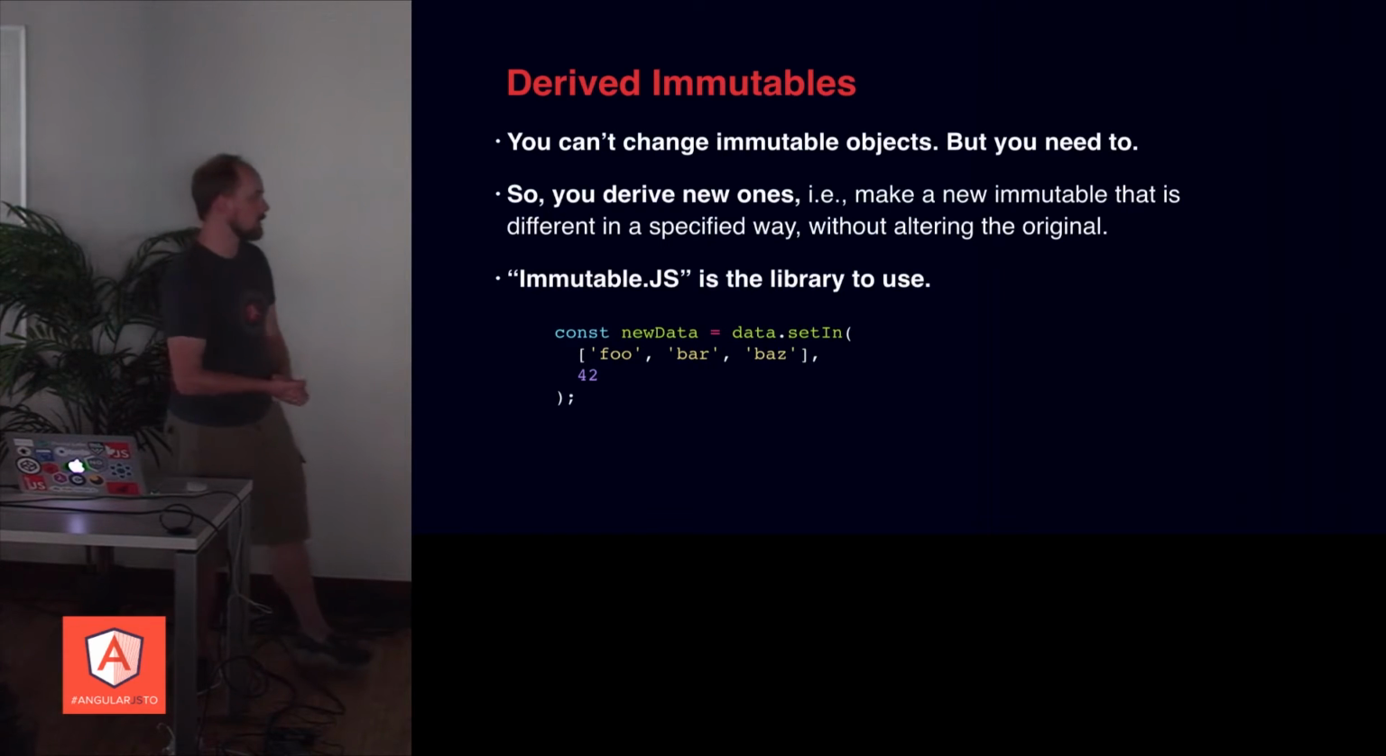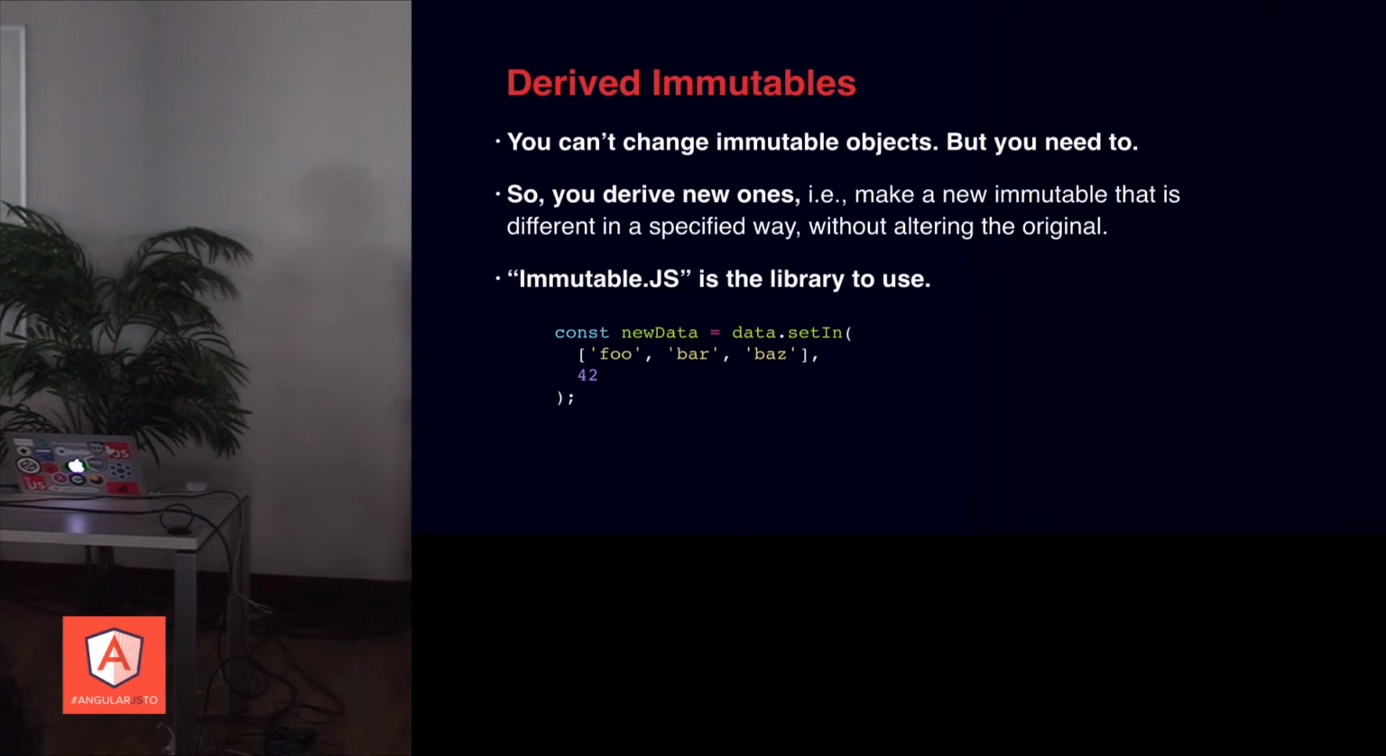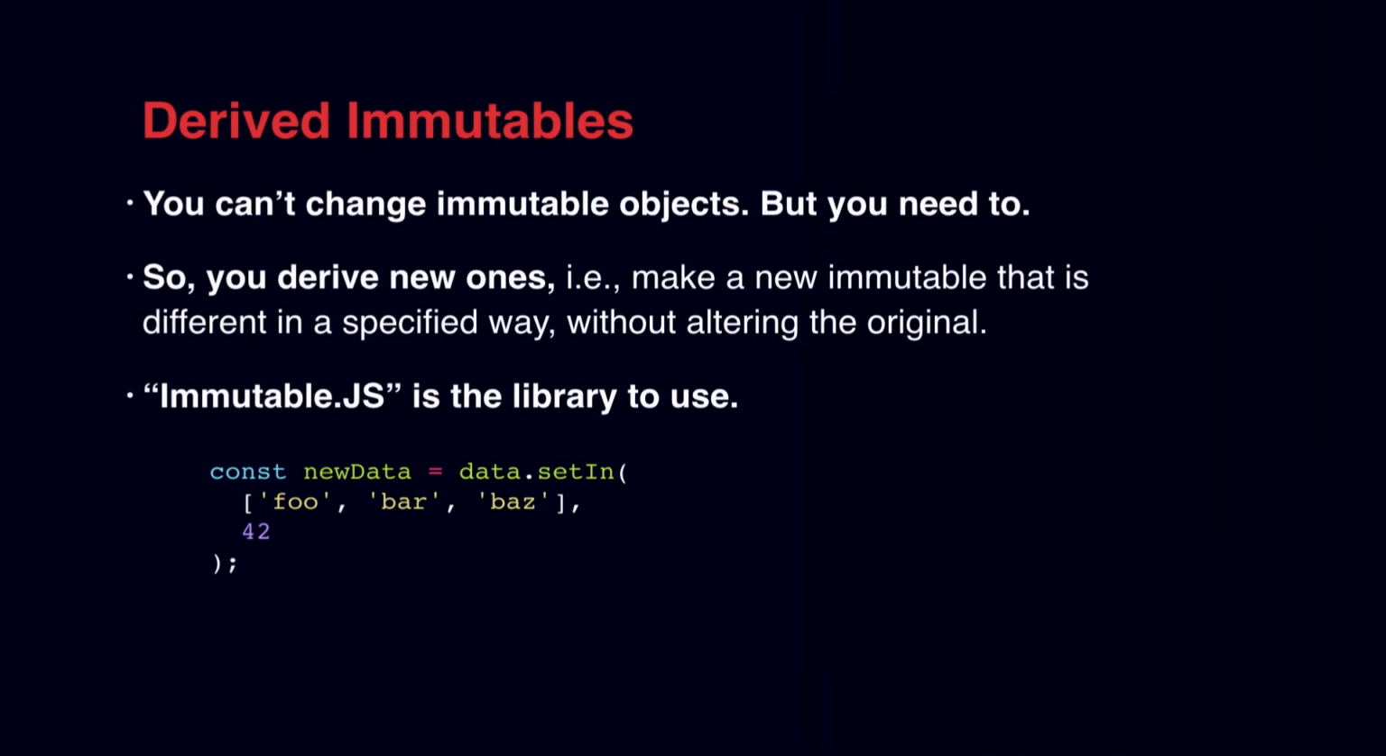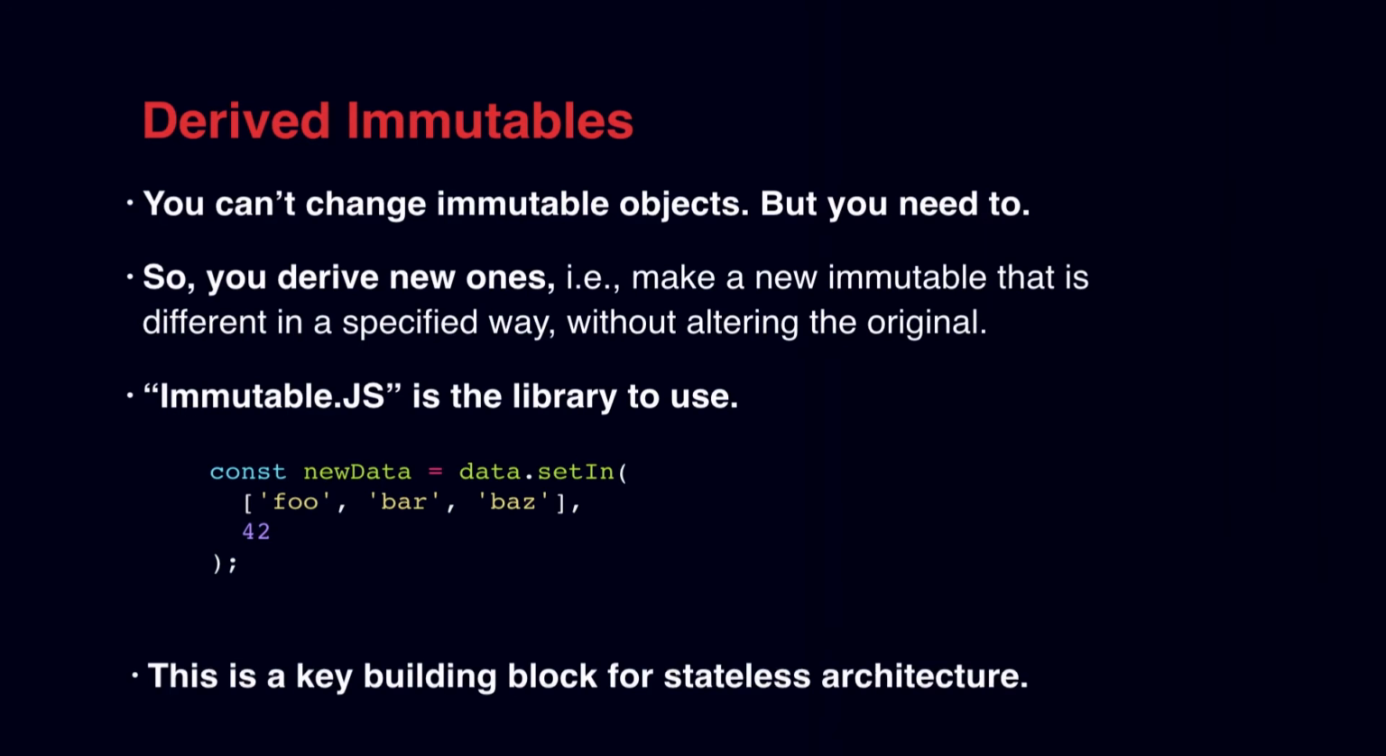So what Immutable.js will do for you is give you a construct called a map, which is analogous to an object literal. But you can't do map.foo equals whatever. You have to call a set function, and what it will do is give you a new map with the new data. If you have a nested tree of objects, you can actually use it like a path of properties through it, which is also pretty handy. So this is going to be one of the key building blocks for our Redux-based stateless architecture.